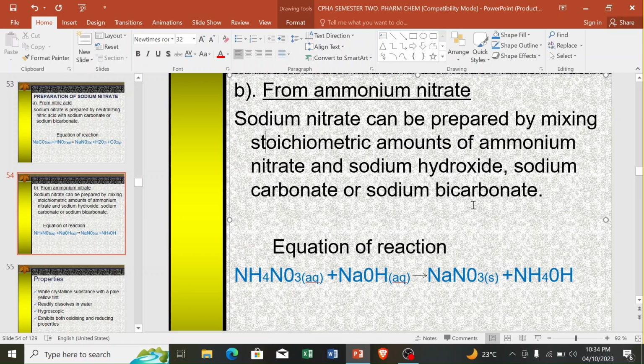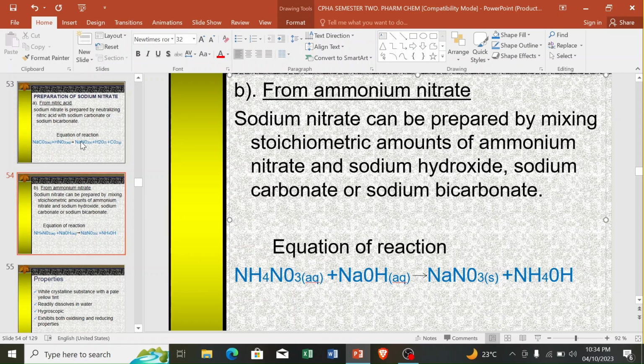So here still we have two things. We see that we use ammonium nitrate in the presence of sodium hydroxide to give sodium nitrate, and then ammonium hydroxide, as one of the ways we can prepare it. And then we can also use either sodium carbonate or sodium bicarbonate.